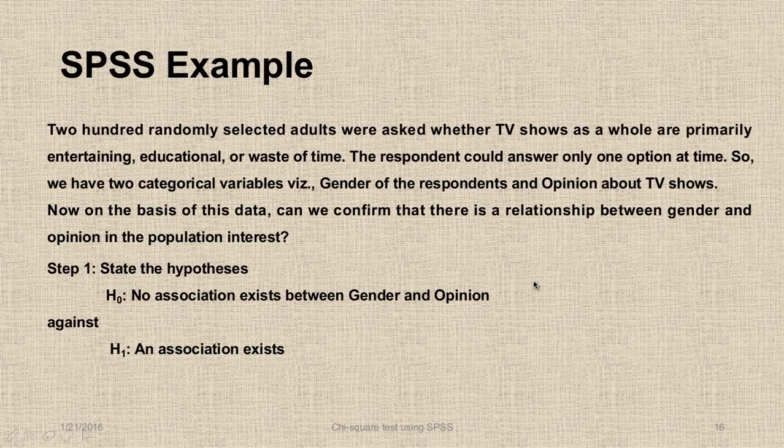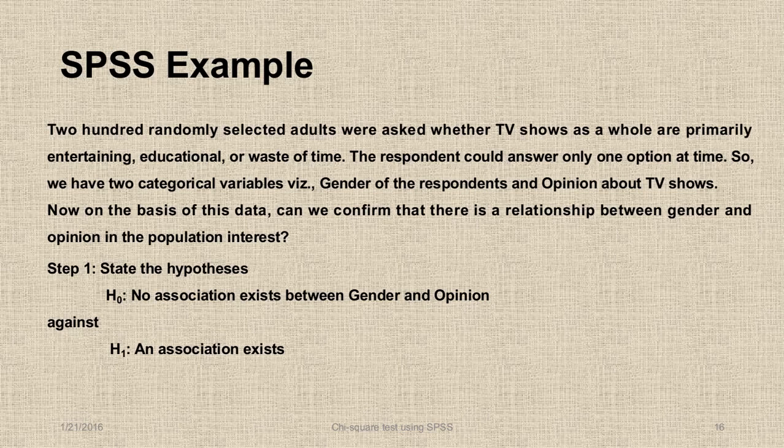Now take a particular real life example. Suppose we have asked 200 adult persons about their opinion on TV shows. The TV shows are primarily categorized as entertaining, educational and waste of time. Respondents could answer only one option at a time. That means they can say that TV shows are either entertaining or educational or waste of time. No two answers can be given at the same time.